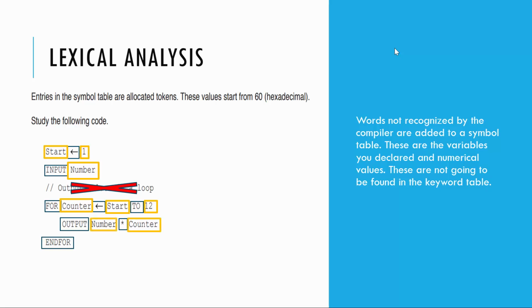This is what it looks like as it goes through and does lexical analysis. If it's in the keyword table, it's good to go because those are already predefined. If it's not in the keyword table, everything that I've outlined here in orange, it goes in the symbol table. But what does a symbol table actually look like?